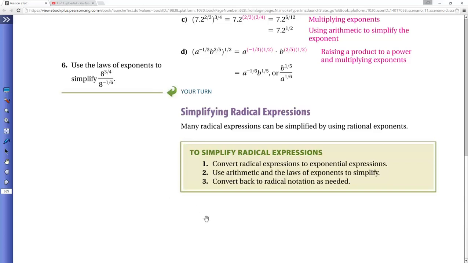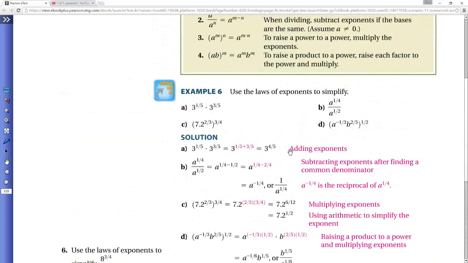which is a very good thing to look at, because you can do things in different orders as long as you always follow the rules, but a lot of times there's a good strategy that's going to save you a lot of steps and a lot of chances for error. So one is convert radical expressions to exponential expressions, or change the radicals to exponents, with this idea using fractional exponents. It says use arithmetic and laws of exponents to simplify, and so we're going to use this stuff here, right?